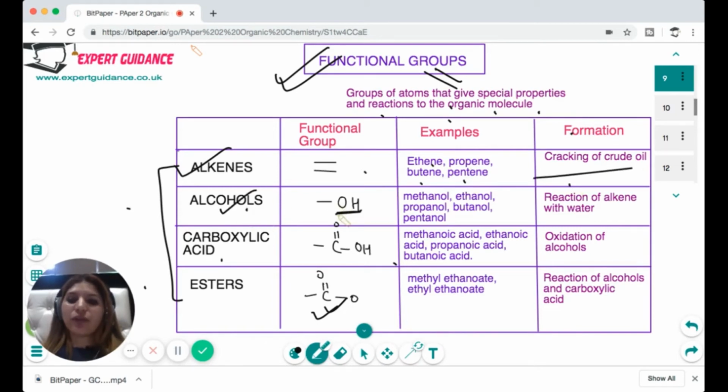Alcohols is a hydrocarbon chain with an OH, and we name it with -ol. So 1 carbon alcohol is methanol, 2 carbon is ethanol, propanol, butanol, and pentanol, and we can make alcohol by reacting alkene with water or steam.